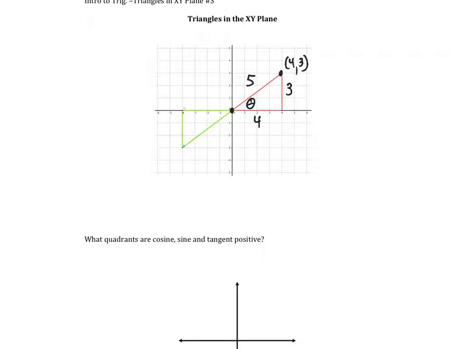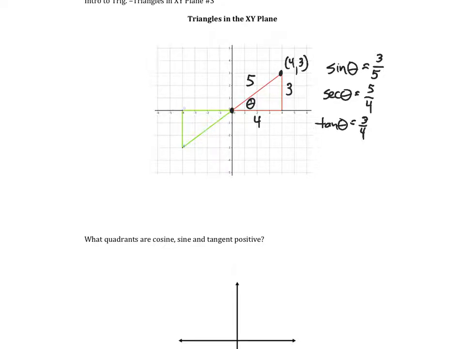So in this case, if I asked you, what's sine of theta of that triangle? You would say, well, sine is opposite over hypotenuse. Sine of theta is 3 over 5. If I asked you secant of theta, remember, secant of theta is the reciprocal of cosine. Cosine would be 4 over 5, so secant would be 5 over 4. And what if I asked you tangent of theta? Well, tangent of theta is opposite leg over adjacent leg. That would be 3/4.